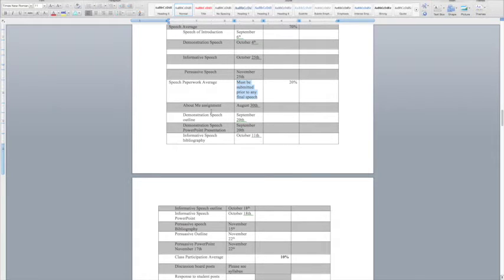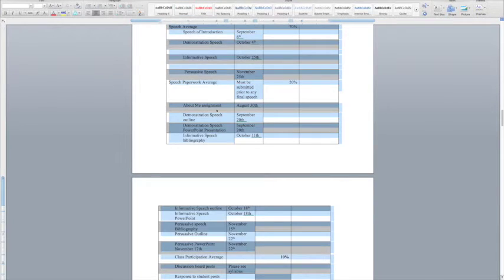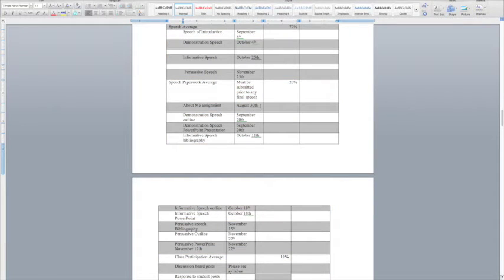So you need to make sure that you do the speech paperwork as soon as possible. Now that's where we talk about the speech paperwork. You have what's called the About Me assignment, which is here. That's due on August 30th. You have your demonstration speech outline. That's due on September 20th. You have the demonstration speech PowerPoint. That's also due on September 20th.